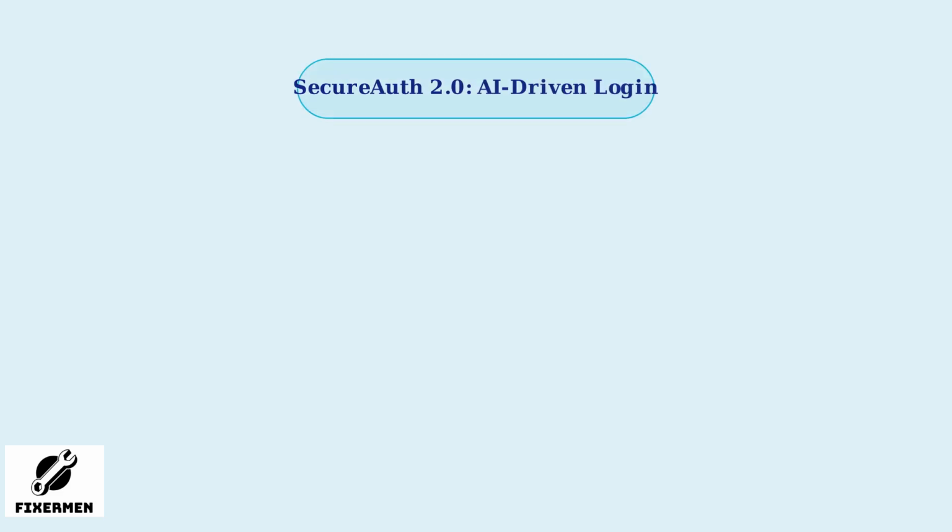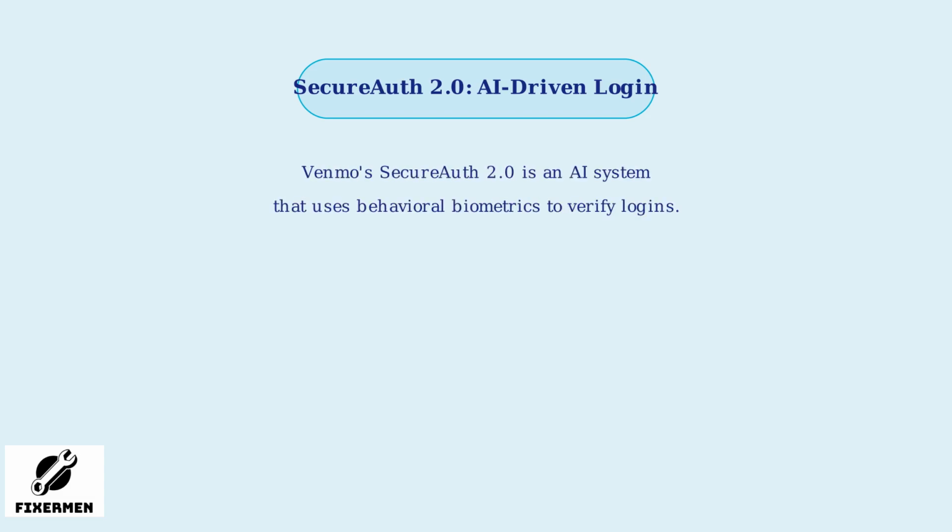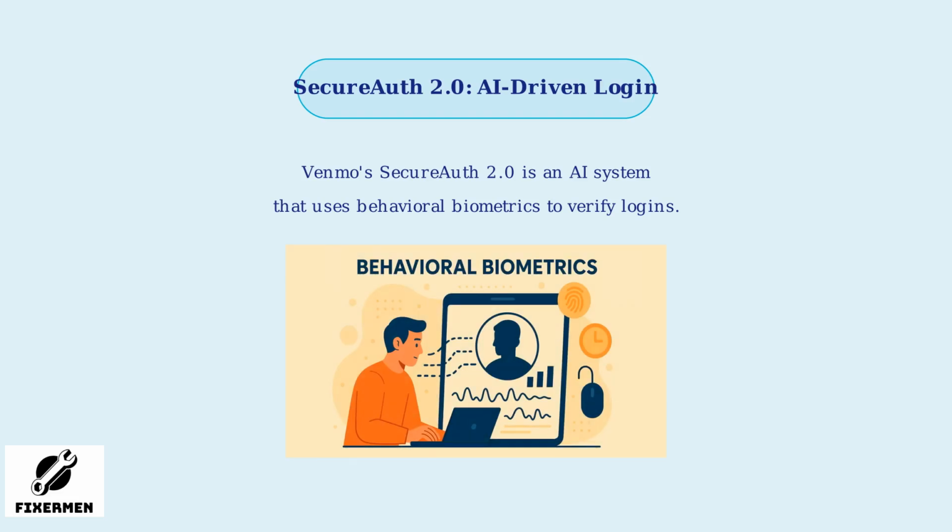Venmo introduced SecureAuth 2.0 in late 2025 as an AI-driven login system. This advanced system uses behavioral biometrics to verify user identities during login. Behavioral biometrics analyze unique patterns like how you type and your device's fingerprint. The system works by continuously learning your behavior to create a secure profile. This helps reduce false authentication failures that can occur with traditional methods. To ensure you have access to SecureAuth 2.0, make sure you're using the most up-to-date version of the Venmo app.